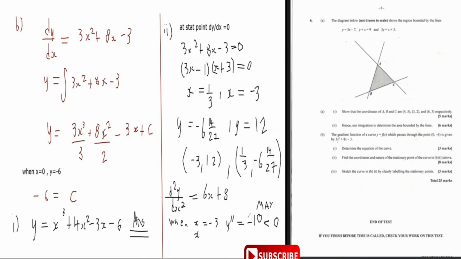All right. And then when x is equal to 1 over 3, when you plug 1 over 3 in here, you get that y double prime, the second derivative, is equal to positive 10, which is greater than 0. So what does that mean? That tells us that minus 3, 12 is a maximum point. And over here, 1 over 3, this is the minimum point.